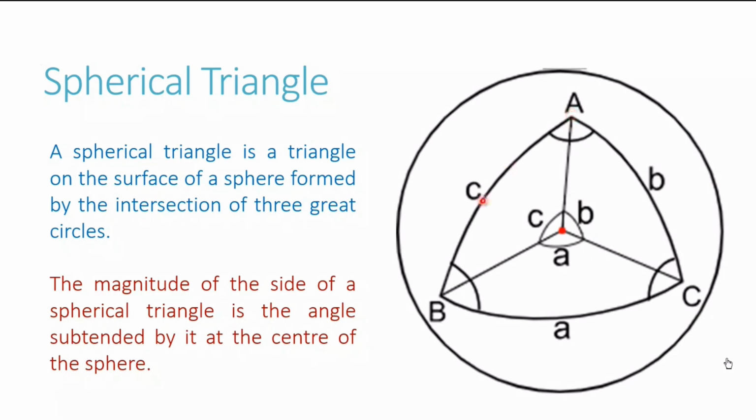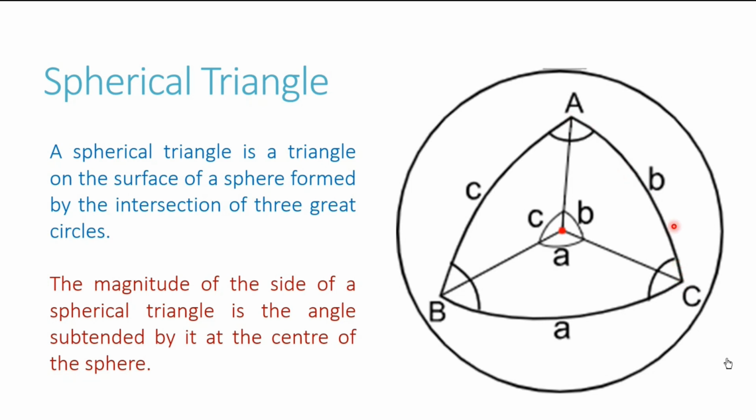You can see these 3 sides, AB, which is also represented as small c. Then BC, which can also be represented as small a. And the third side, AC, which can also be represented as small b. A side is represented by the vertices which connect to form that side.